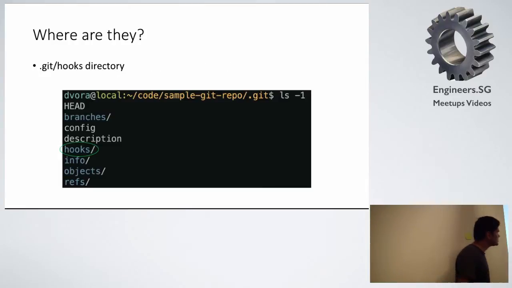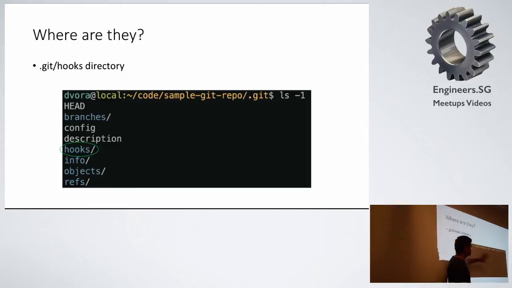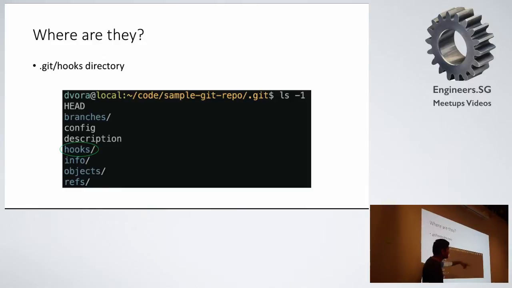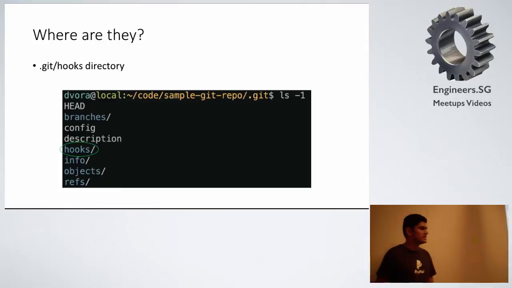So where are these Git hooks? Let's say if sample Git repo is our repo, and we go to the .git hidden directory in it, and list the files, there's a hooks directory. Basically, the hooks are located there.